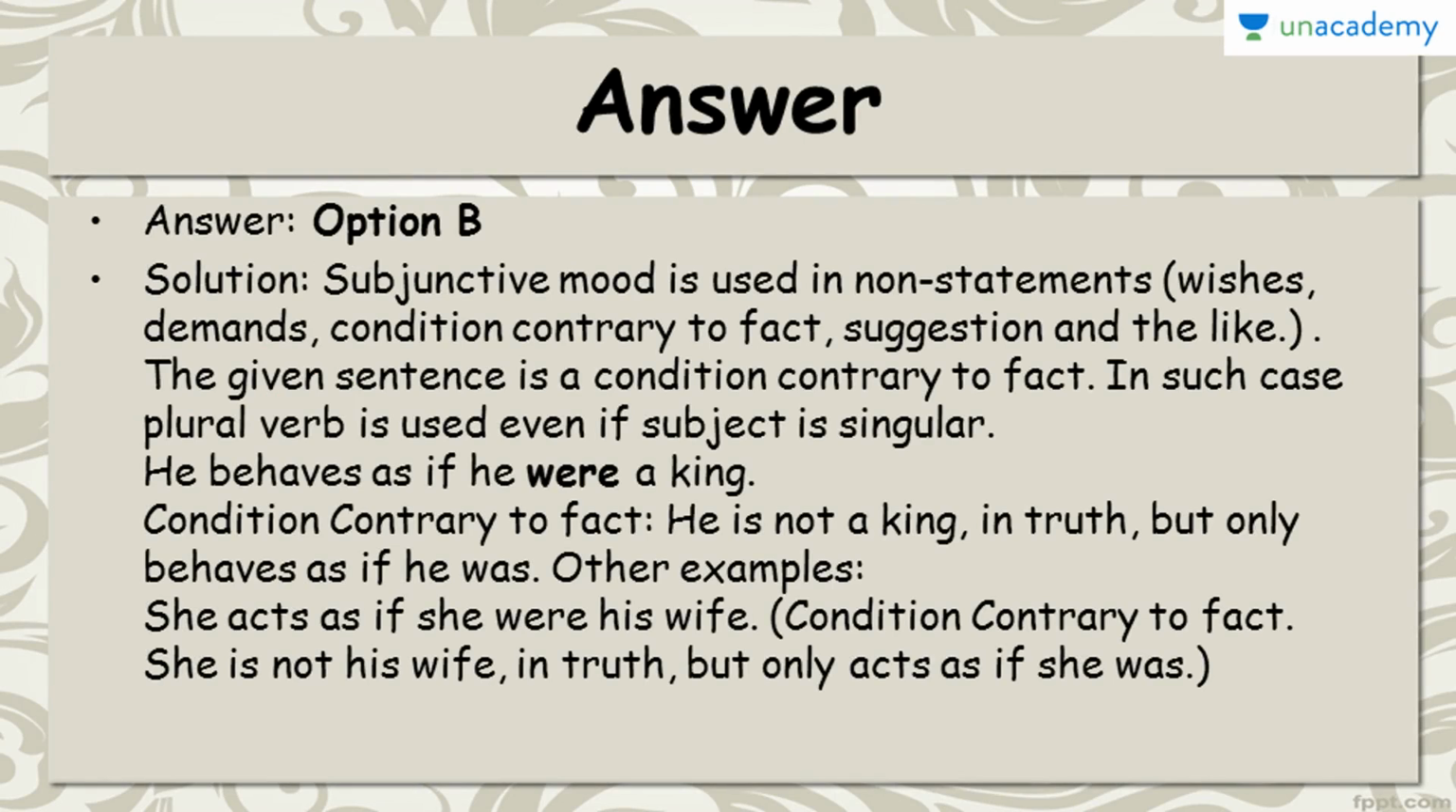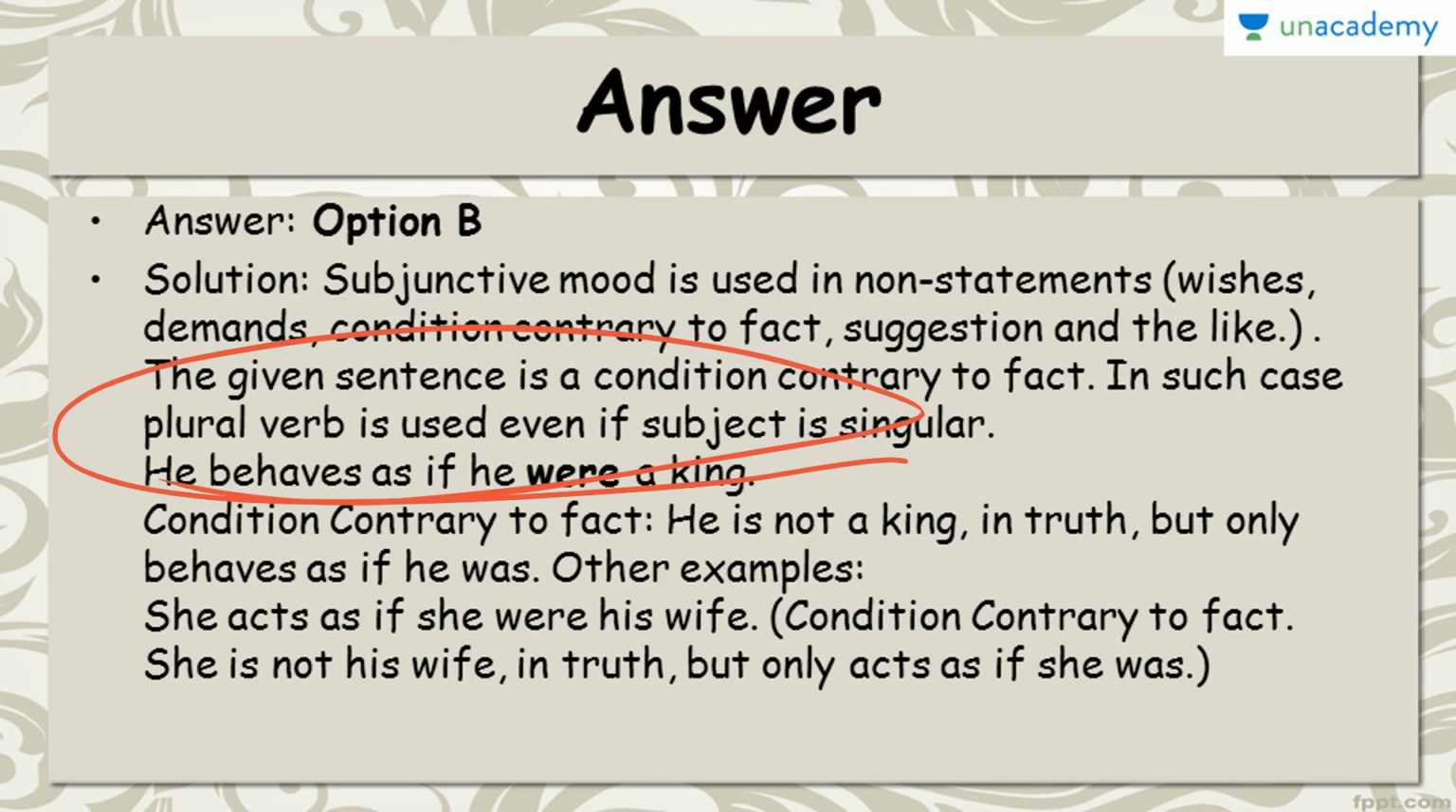Now, what happens in this case is subjunctive mood is used in non-factual statements like wishes, or you have some demands, or you have some conditions which are not actually the truth. Then you have suggestions, then you have likes. So the sentence given in this question is a condition. Okay, it's not actually the fact. It's contrary to the truth. So in this case, a plural verb is used even if the subject is a singular one. He behaves as if he were a king.